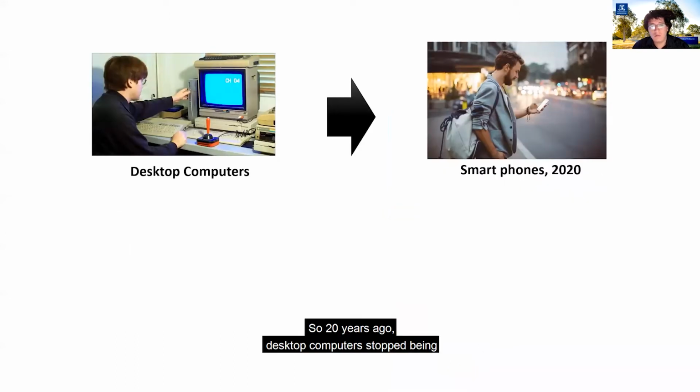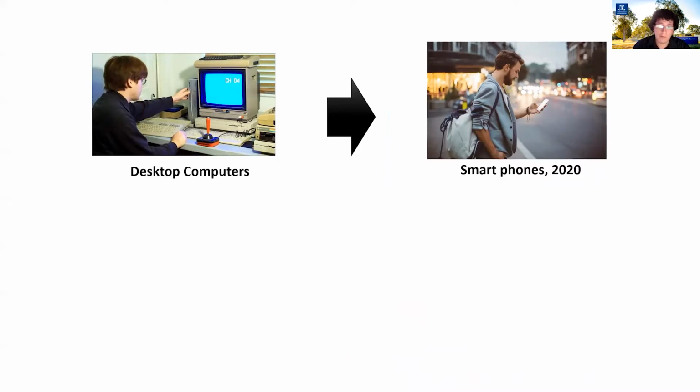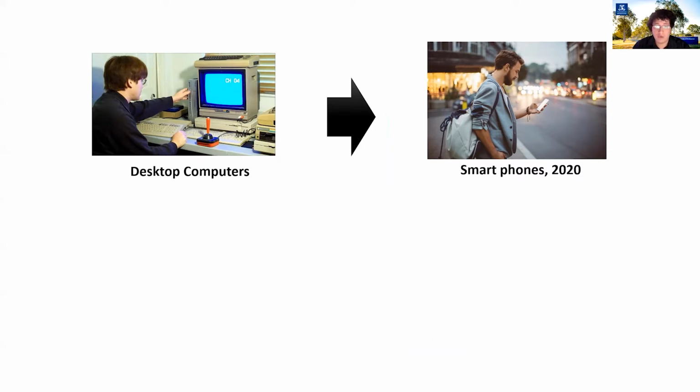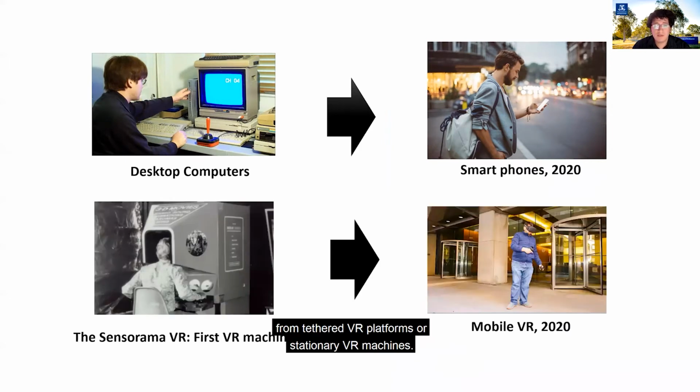So 20 years ago, desktop computers stopped being just stationary, and they left laboratories in the form of mobile computer systems. As we know, today we carry our phones in our pockets and we use them everywhere. So the same is happening with VR. From tethered VR platforms or stationary VR machines, people are starting to use these devices in other locations.